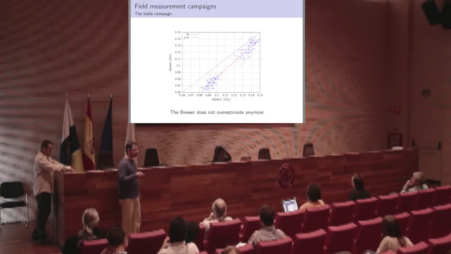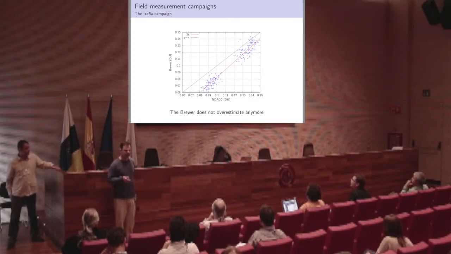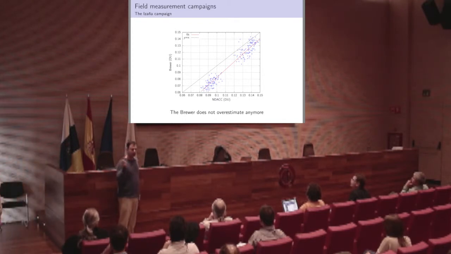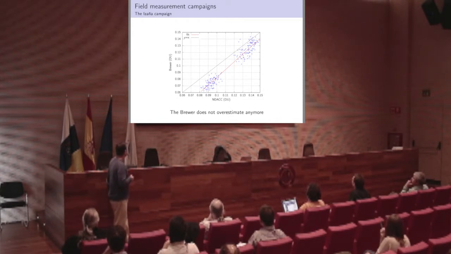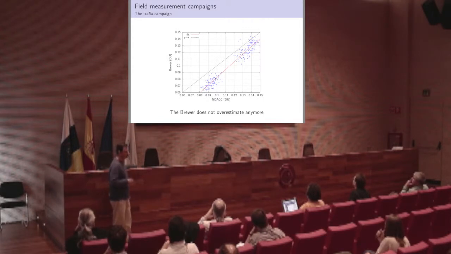And in Izaña, there is an NDACC reference instrument to measure nitrogen dioxide at the zenith during twilight hours. And this is a scatter plot with the Brewer. You see 2 groups of points, one for the morning and one for the afternoon. And the difference is not so bad, and maybe it can be improved.